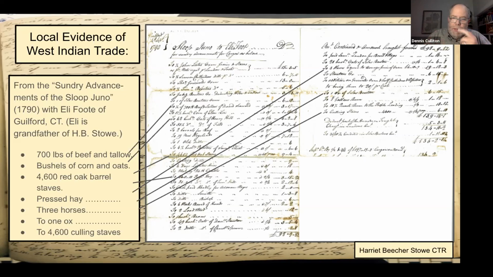So we had, I like to say, beef on the hoof and beef in the barrel, and additionally 4,600 culling staves. These barrel staves were an important thing because people were filling them with molasses and sugar and sometimes rum, and that's what we were trading with the West Indies.